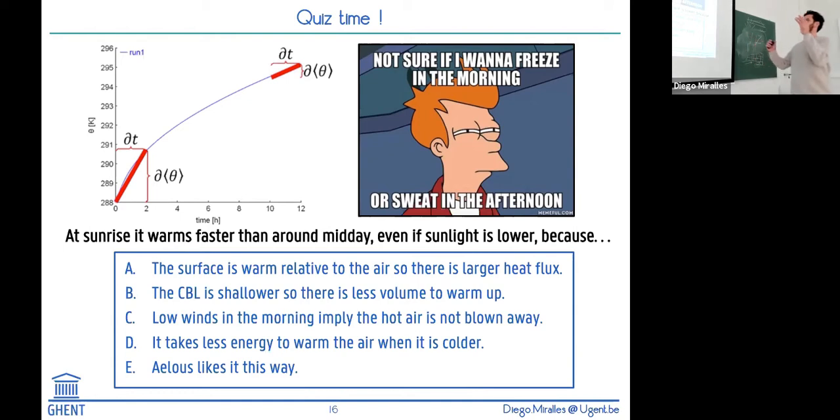So the options are: A, the surface is warm relative to the air in the morning, so there is a larger heat flux. B, the CBL, the convective boundary layer, the atmospheric boundary layer, it doesn't matter what you call it, is shallower in the morning, so there is less volume to warm up. C, low winds in the morning imply that hot air is not blown away. D, it takes less energy to warm the air when it's colder. And E, Aeolus likes it this way.